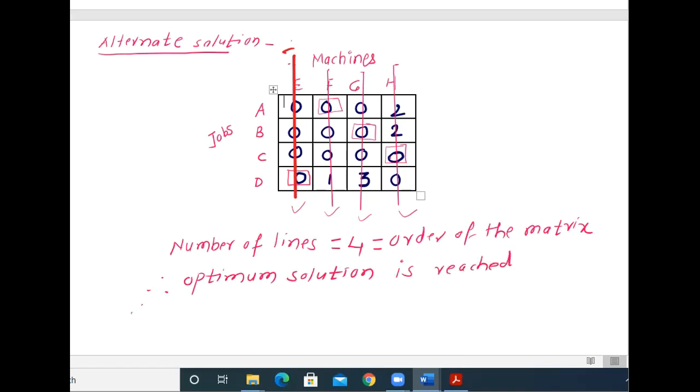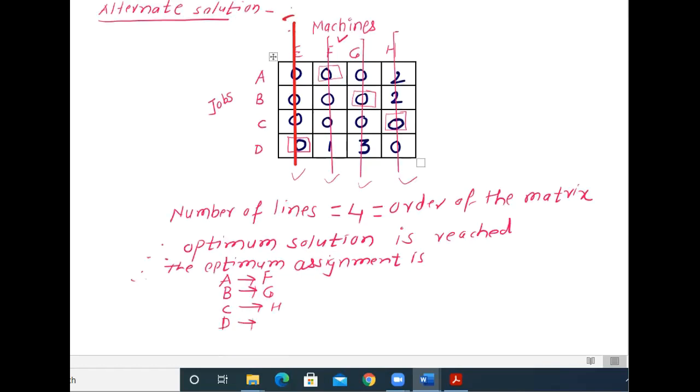What is the optimum assignment? So this is an assignment. Look at the squares. This is a square in the first row, second column. That is, job A is assigned to the machine F. So A is assigned to F. Job B is assigned to G. Job C is assigned to H. And D is assigned to E.